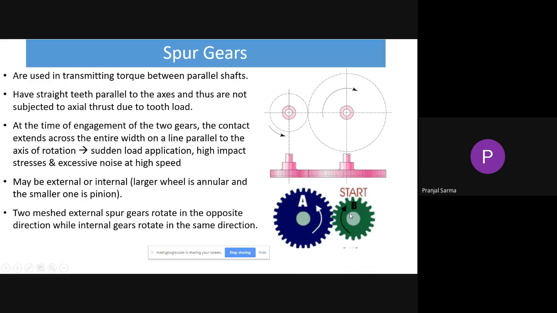We sometimes consider the smaller one as the driver and the bigger one as the driven, but vice versa is possible. If nothing is mentioned, you can write your own assumption, for example, considering this one is the driver, this is the case, and so on. So with this we'll stop here. If you have any question, you can ask me, and if you have understood, you can let me know.